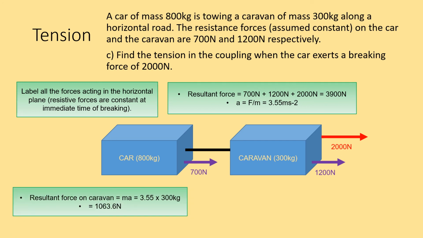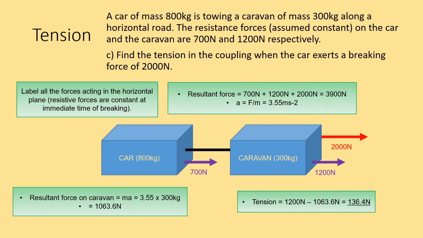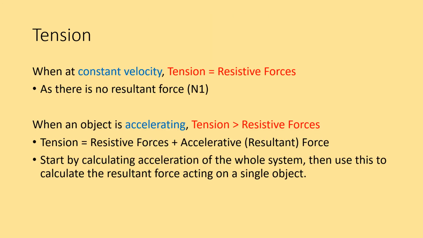So the resultant force on the caravan is the mass times acceleration. We know the acceleration now is 3.55 times 300 kilograms, which gives a force of 1,063.6 newtons. Now remember, we're trying to work out the tension. The tension is now 1,200 newtons minus 1,063.6 newtons, which gives a tension force of 136.4 newtons.